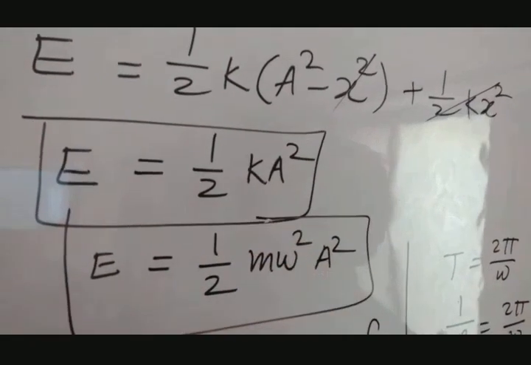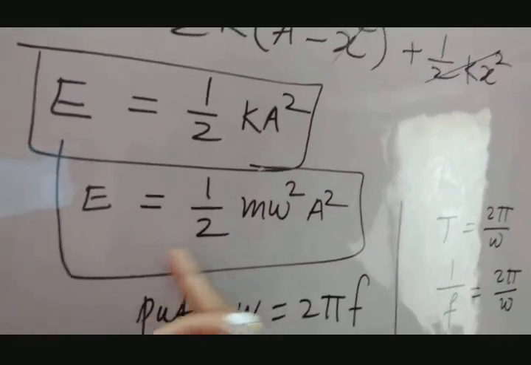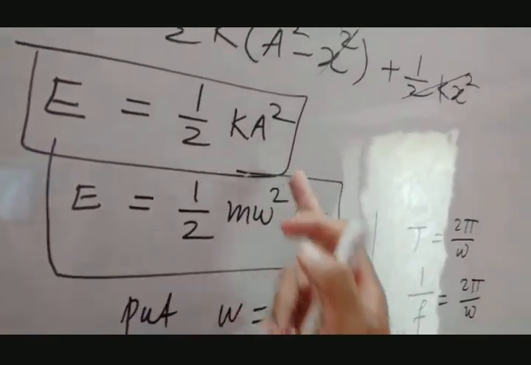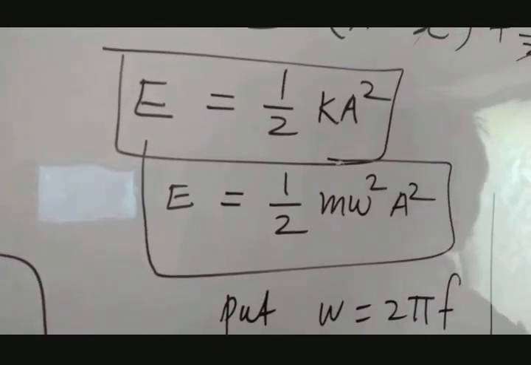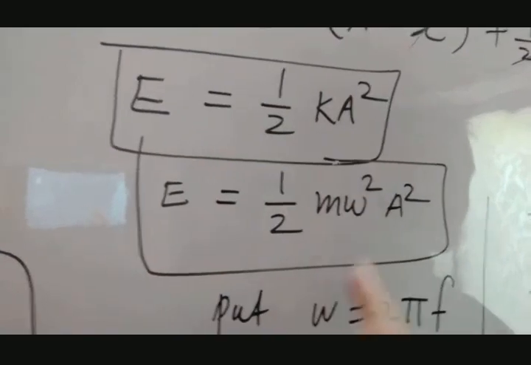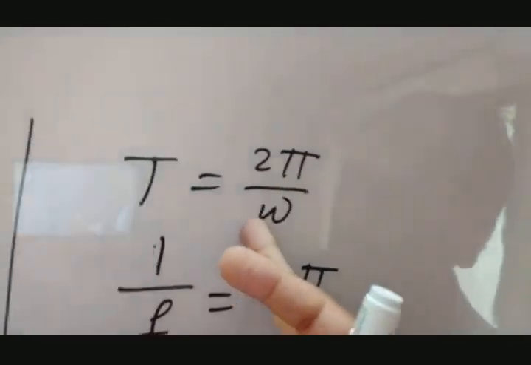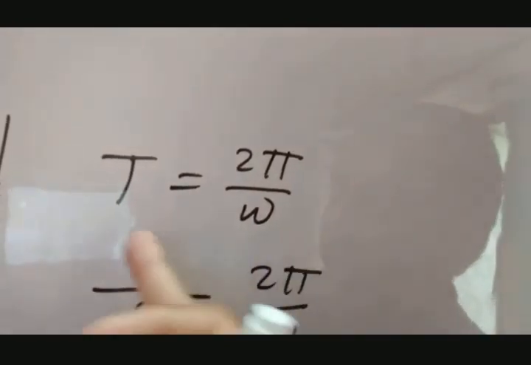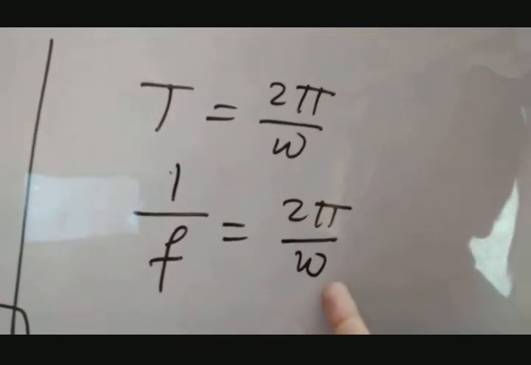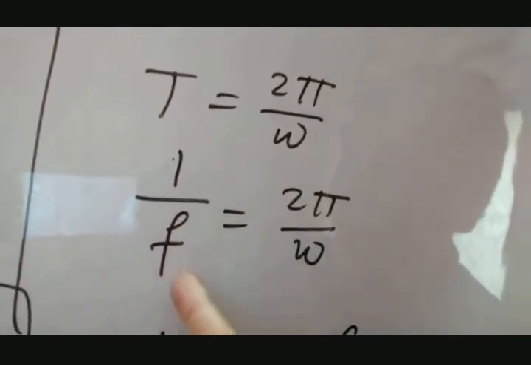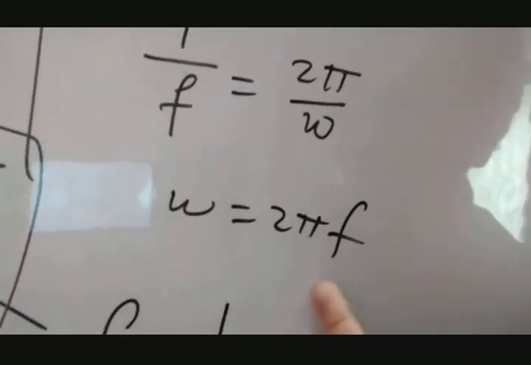Now put the value of k as m omega square, and we get the same equation. So these are the equations for total energy of a particle performing SHM. Now, if you put omega equal to 2 pi f, how does it come? Just look at the time period, T equals 2 pi by omega, but T is nothing but the reciprocal of frequency, 1 by f equals 2 pi by omega. Move this omega here and f here, and we get omega equal to 2 pi f.